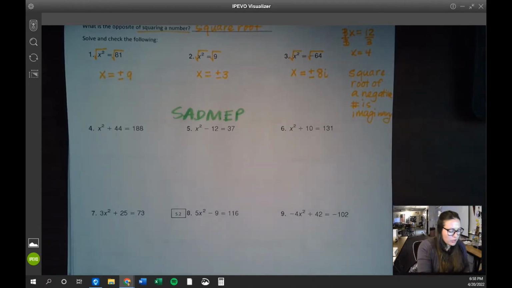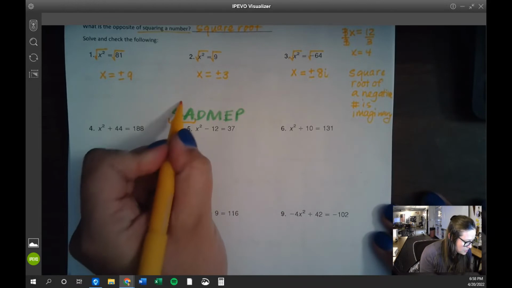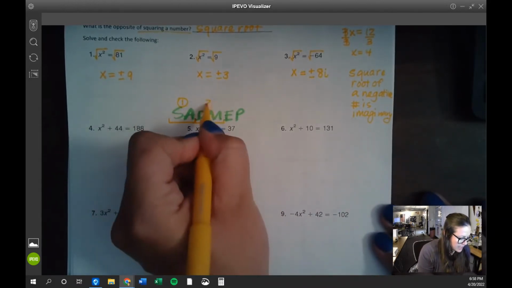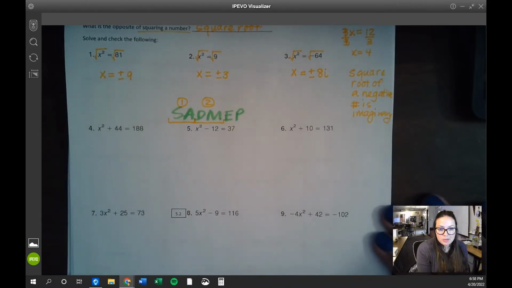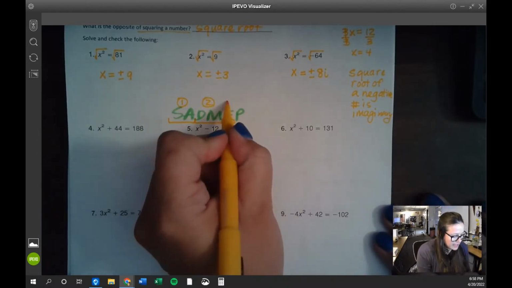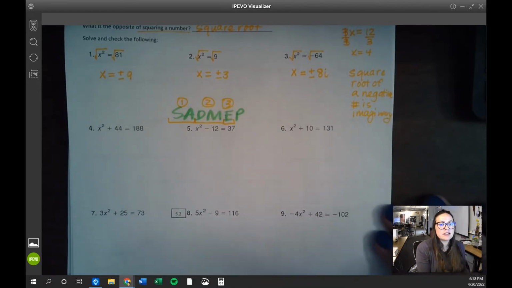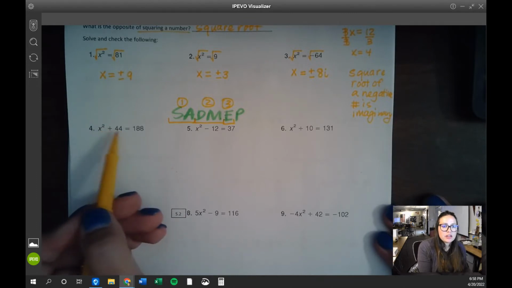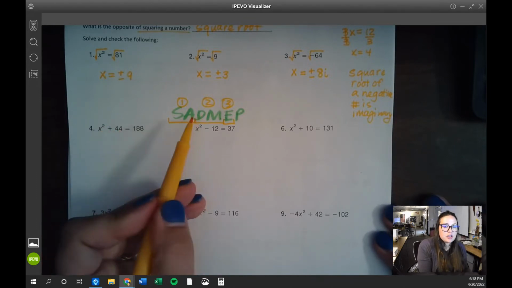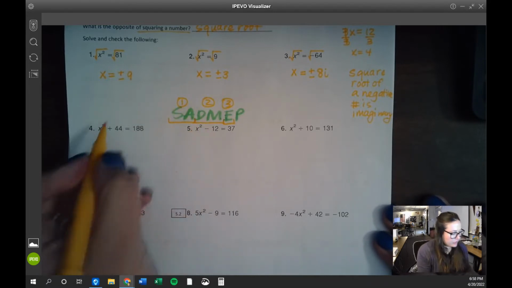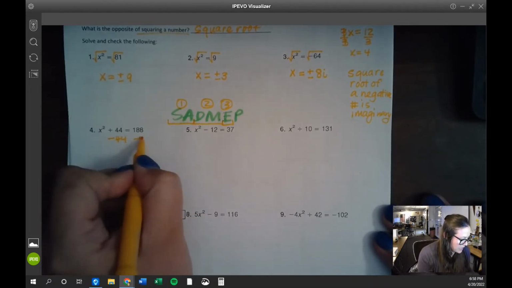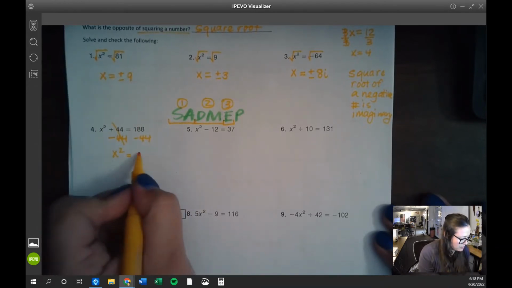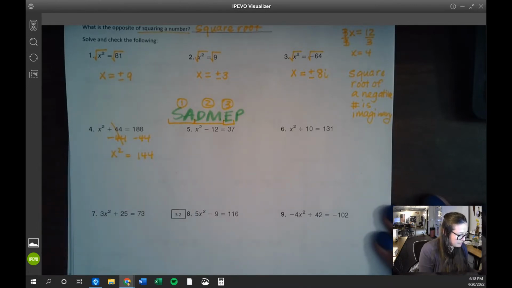Okay? So when we're solving equations, we first will undo subtraction or addition. Second, we undo division or multiplication. And then next, we undo exponents. So here, we have an exponent that we need to undo, but we also have addition that we need to undo. So we're going to undo the addition first. So I'm going to subtract 44 from both sides. 188 minus 44 is 144.